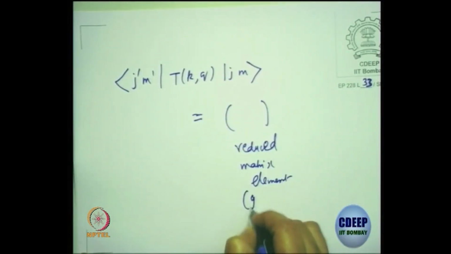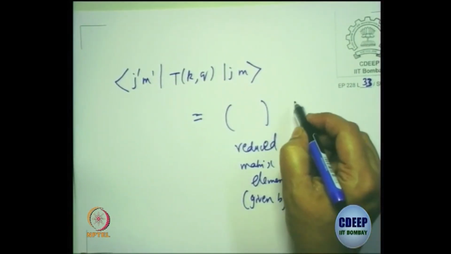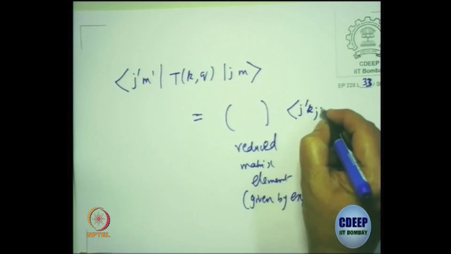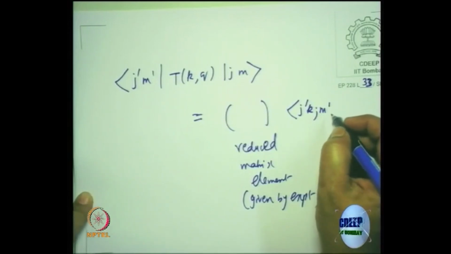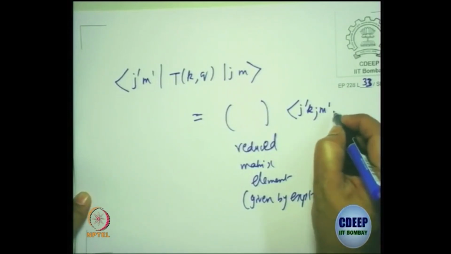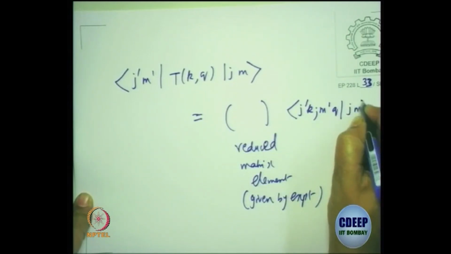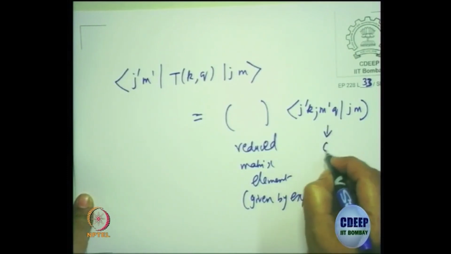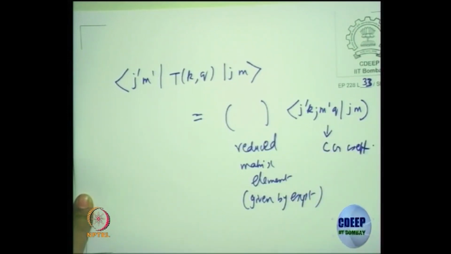This is given by experiment. But then you also have the CG coefficient j prime k semicolon m prime. Did I do it wrong or it's okay? It doesn't matter whichever way we do it, so you can write it this way. This we know by the computation of CG coefficients. This we don't need an experimentalist.